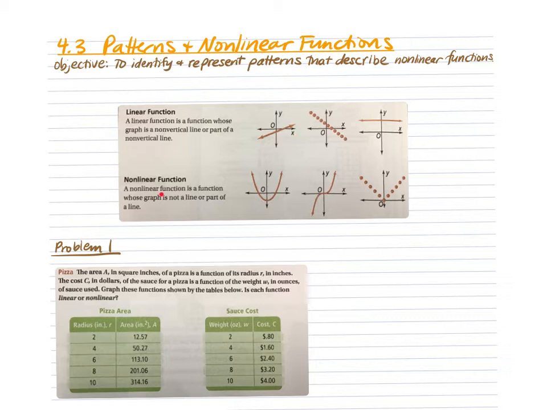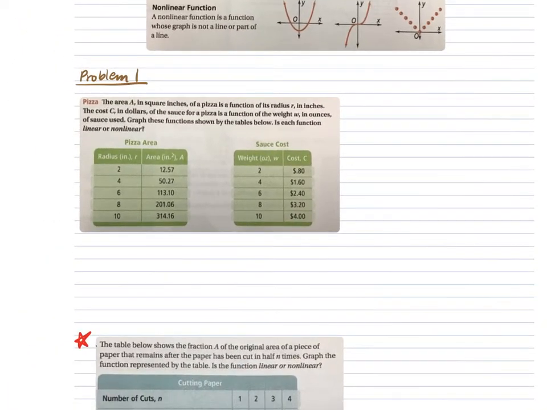So there we go. And then a nonlinear function is a function whose graph is not a line or part of a line. It's like a parabola, or this is a third degree, this is absolute value. So we're going to look at patterns and functions that do not form a line. So let's look at this first example.